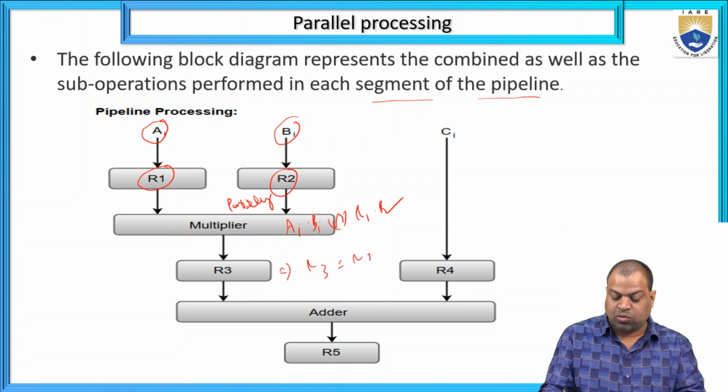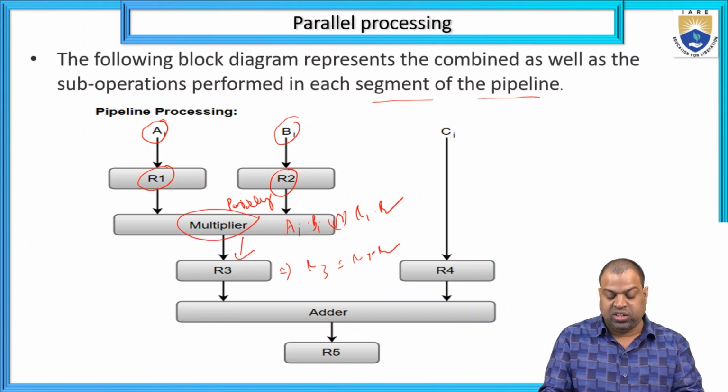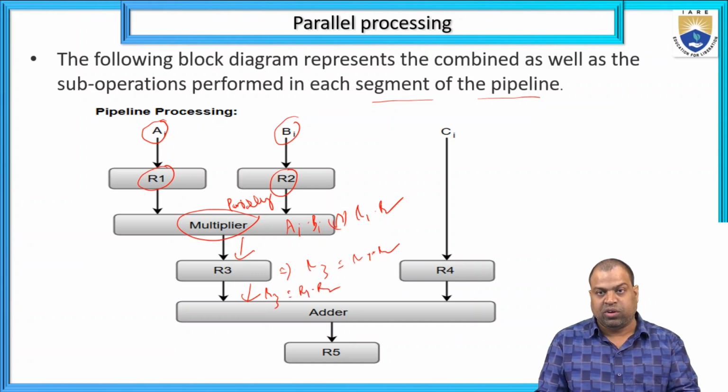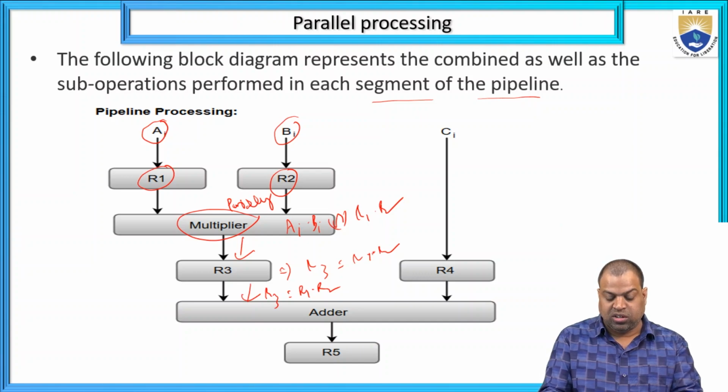R3 equal to R1 into R2. So the resultant value of R1 into R2, the multiplication value, is stored in R3. So here R3 is equal to R1 into R2 value. The R3 value is stored in the R3 register and it is going to the adder.